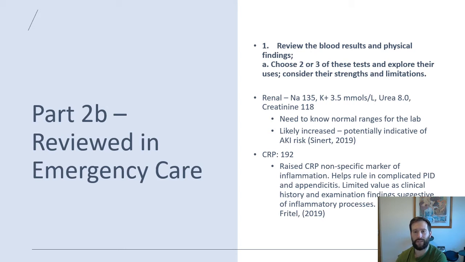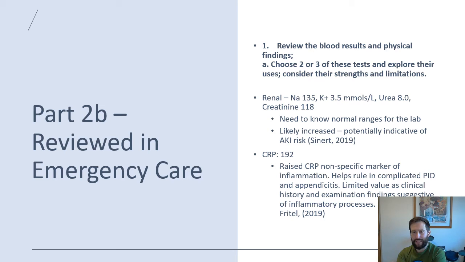So question 1's asking us to review the blood results and the physical findings. So I'm going to choose 2 or 3 of these tests and explore their uses. I've chosen 2. I've chosen the renal function blood test, so the urea and electrolytes, and the CRP as well, so C-reactive protein. So starting with the renal blood test then.